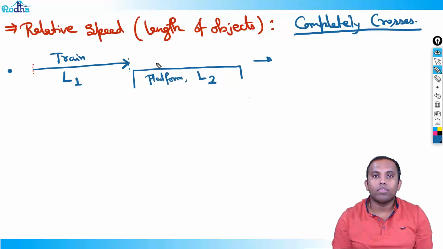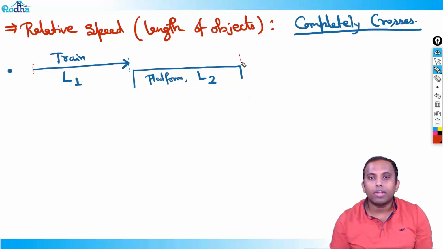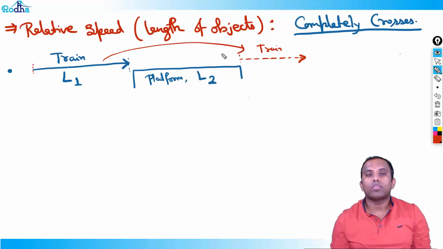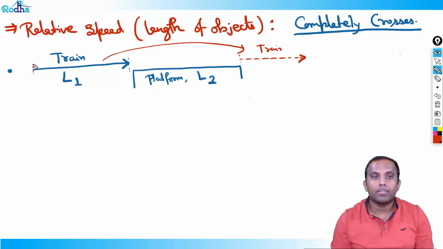Suppose when the rear end of the train comes here, the train becomes something like this. This is the train now. The train from here comes here. This is the case of completely crossing. Take any point to understand, take this rear end, point R. From R, it travels from here to here. What is the distance it traveled? The length of the train, that is L1, plus the platform length, L2.